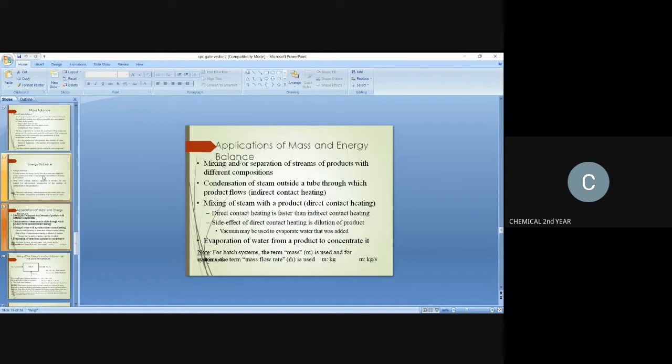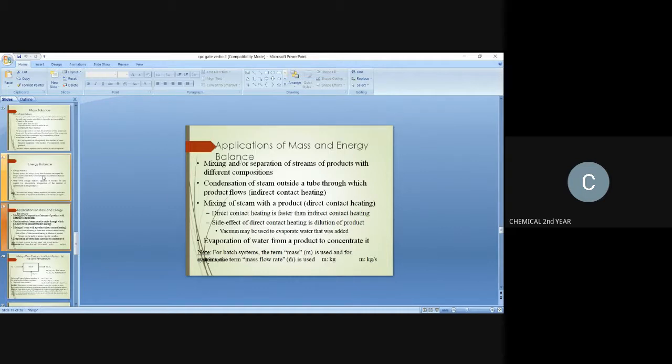Next, application of mass and energy balance. Mixing or separation of streams of products with different composition. Condensation of steam outside a tube through which product flows. This is known as indirect contact heating. Next, mixing of steam with the product. Direct contact heating. Direct contact heating is faster than indirect contact heating. Side effect of direct contact heating is dilution of product. Vacuum may be used to evaporate water that was added.